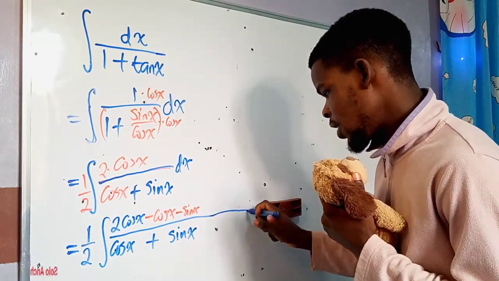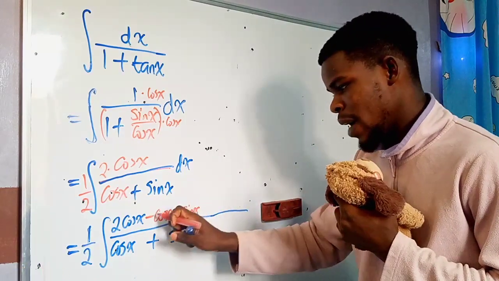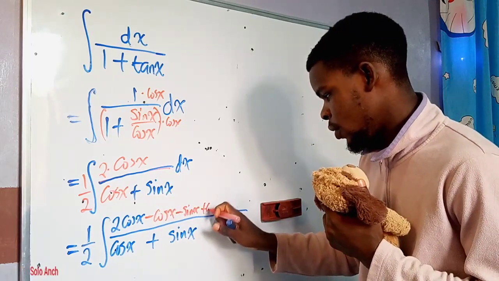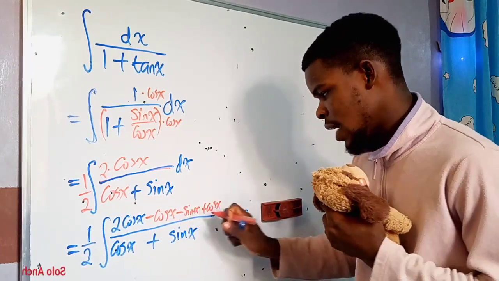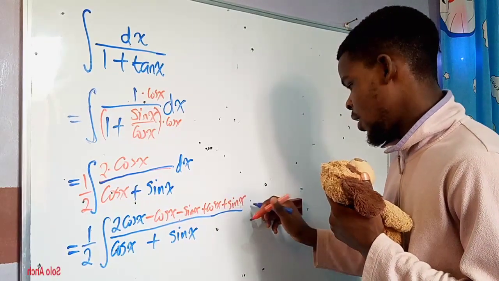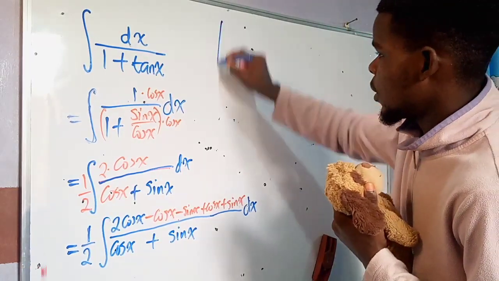Okay, but then I've changed the numerator, so I need to do the addition by 0, which I said I need to balance this by. If I subtracted cosine, which wasn't there before, I need to add it back. Okay, and I subtracted sine, I also need to add it back, right? And then we have the dx over here. Okay, that's nice. Let's see what we have.